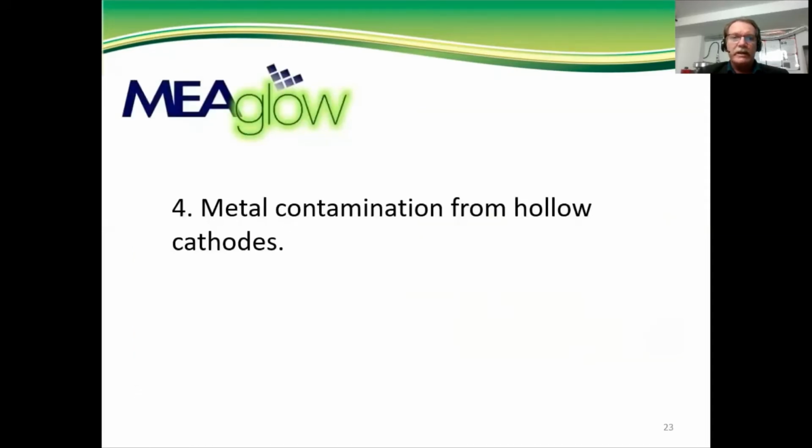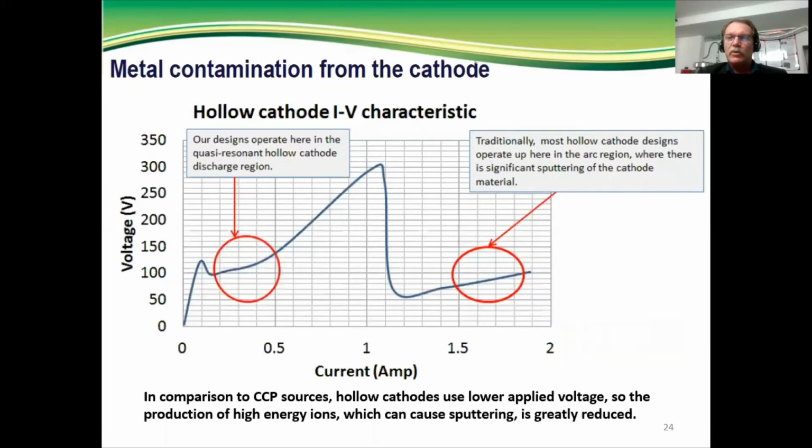First, I'm going to look at metal contamination from hollow cathodes because people are quite concerned. Most of what people are familiar with is hollow cathodes that are used for sputtering. If you look at the DC characteristics of a hollow cathode, this is the region where you see a lot of the sputtering. You have to actually go up beyond the sputter threshold of the material in order to get it to start sputtering.